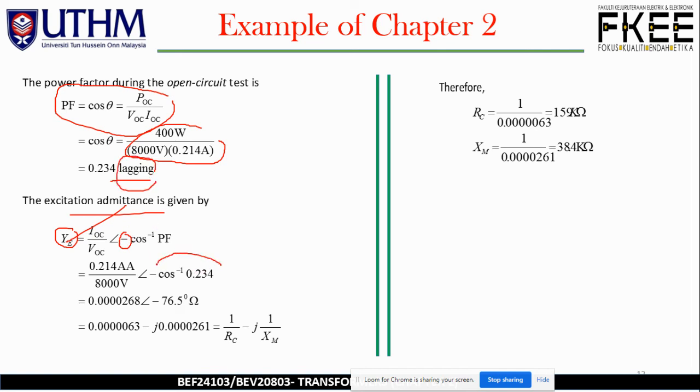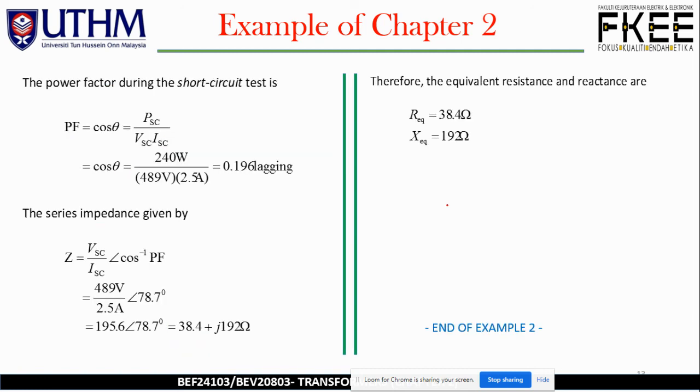And then take arccos of 0.234 to get the value of the angle, and IOC over VOC again, just substituting from the question. So giving us the value of 1 over RC minus j 1 over XM, which is actually 0.000063 minus j 0.0000261. Okay, so invert it in order to get the values of RC and XM. So giving RC 159 kilo ohm and XM equal to 38.4 kilo ohm.